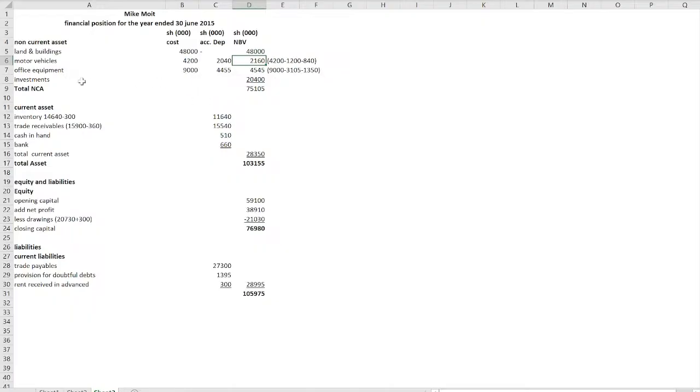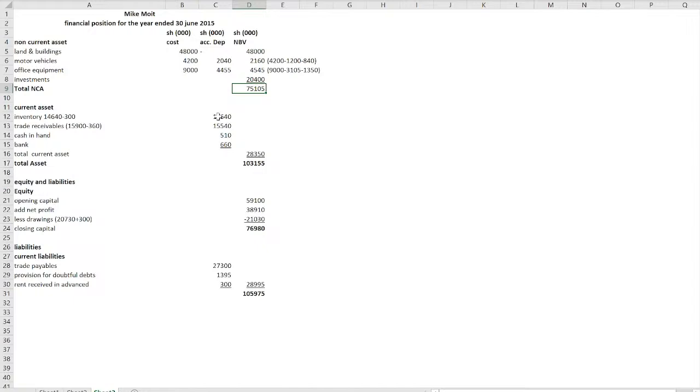Then you have the investment. Since we have not been told they are short terms or long terms, we assume they are long-term investment. So we add them here, the non-current, to get our total non-current assets to be 75,105. So that is all what you are supposed to do in the non-current assets. So let's continue to the current assets. So we are going to start with the inventory.